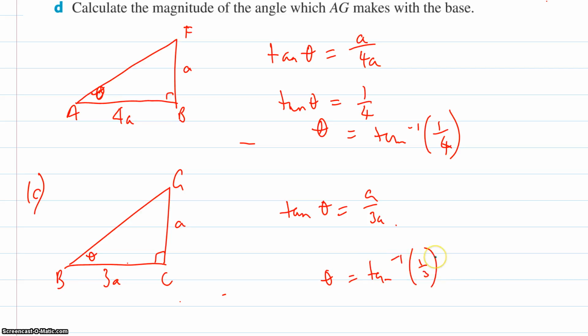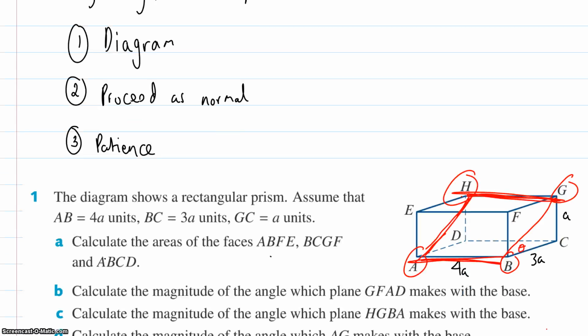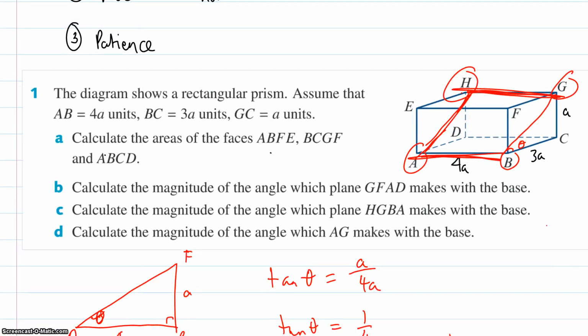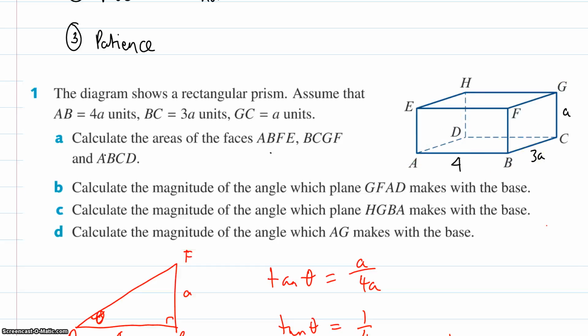If you actually want to get the answer, you chuck that in on the calculator and I'll give it to you. D, calculate the magnitude of the angle which AG makes with the base. Okay, I'll go back to my diagram up here, because all that stuff is not helpful to me anymore. And then I want to know AG. So this line here, what does that one make with the base?